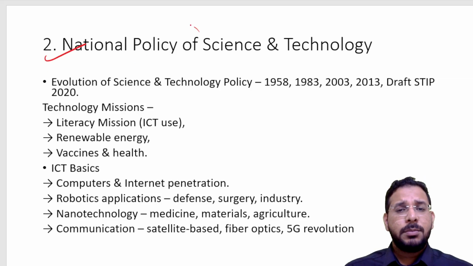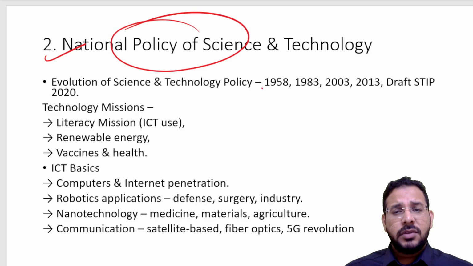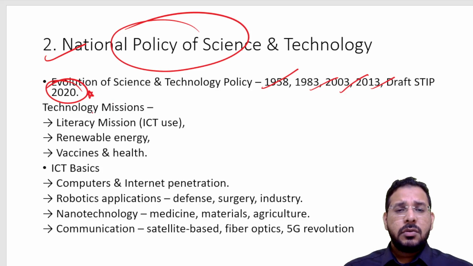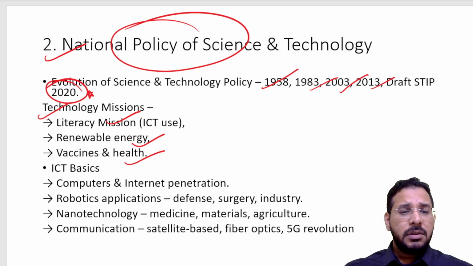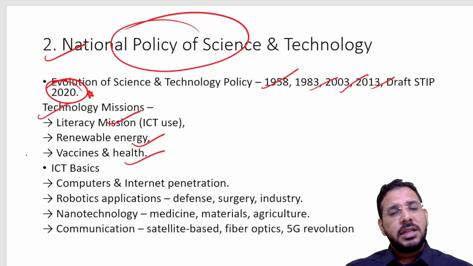Then we have different national policies like the policies of 1958, 83, 2003, 13, etc. And we have the draft science and technology policy of 2020, which is very important. We have to study it in detail. So what are the basics, how the policy has changed over time, we have to see. Then technology missions like the literacy mission, renewable energy, what are we doing? For vaccines and health, what policies are we implementing? So this will be covered in your chapter where we study the vaccines only.